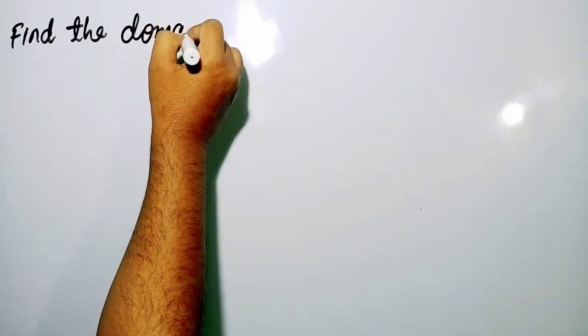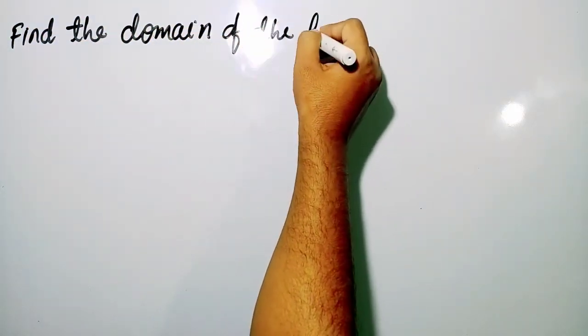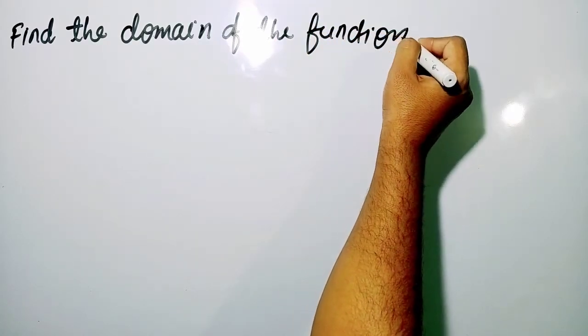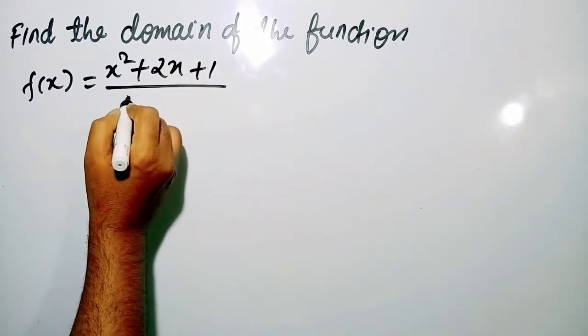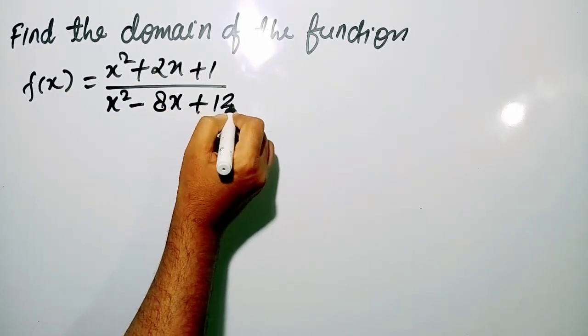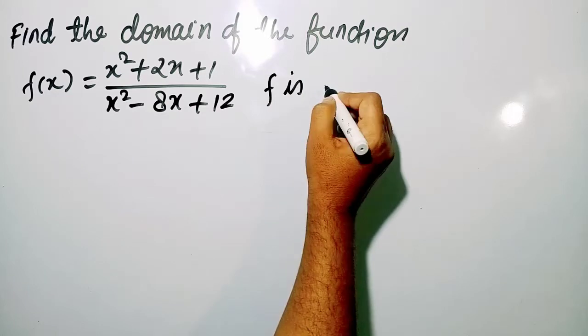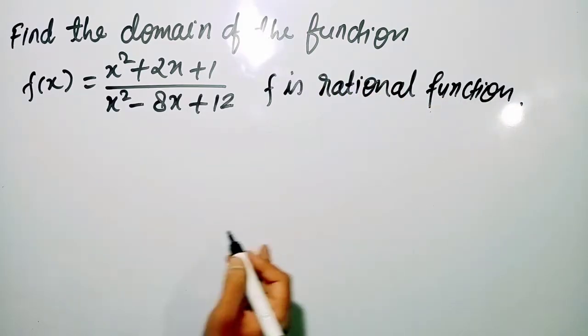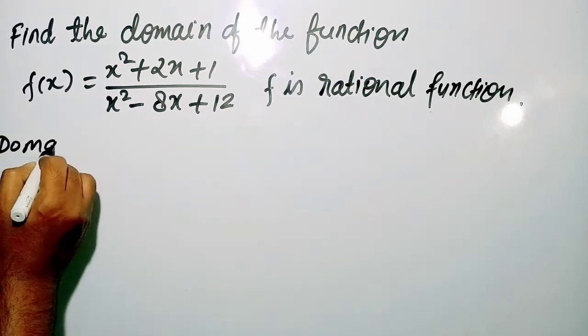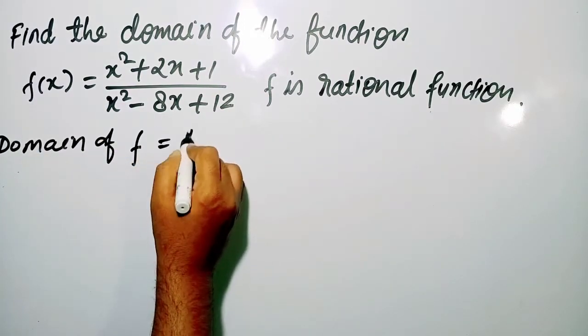Let us see the next question. Find the domain of the function f of x is equal to (x square plus 2x plus 1) upon (x square minus 8x plus 12). f is a rational function. So students, nothing new you will have to do, just follow the steps of the previous question.